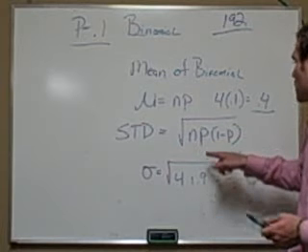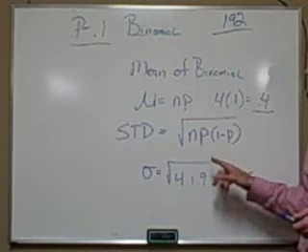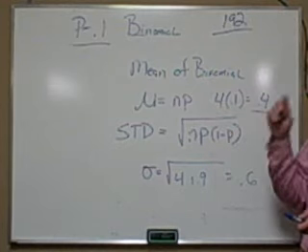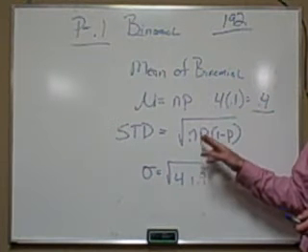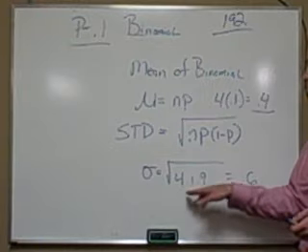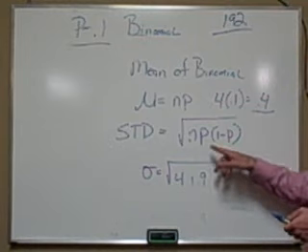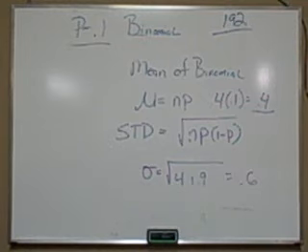Okay. Standard deviation is almost just as easy. It's N times P times 1 minus P, all under the square root. N, number of people in my sample, probability of success times the probability of failure, all under the square root. In ours, it's 4 times 0.1 times 0.9. Take the square root. Our standard deviation is 0.6.